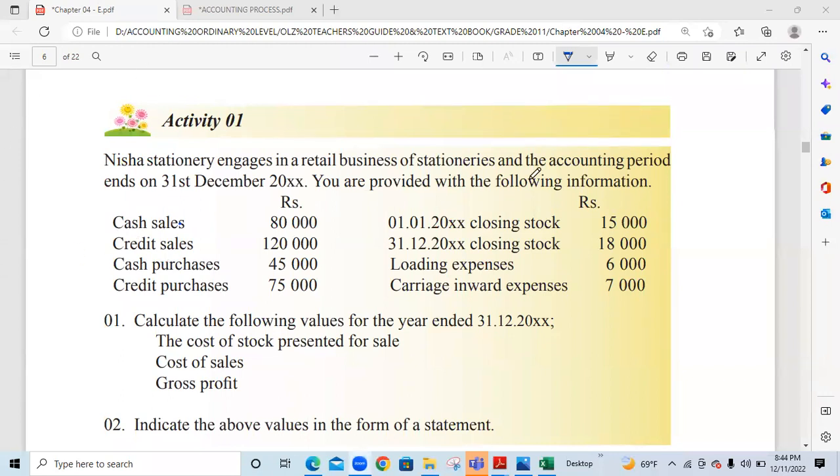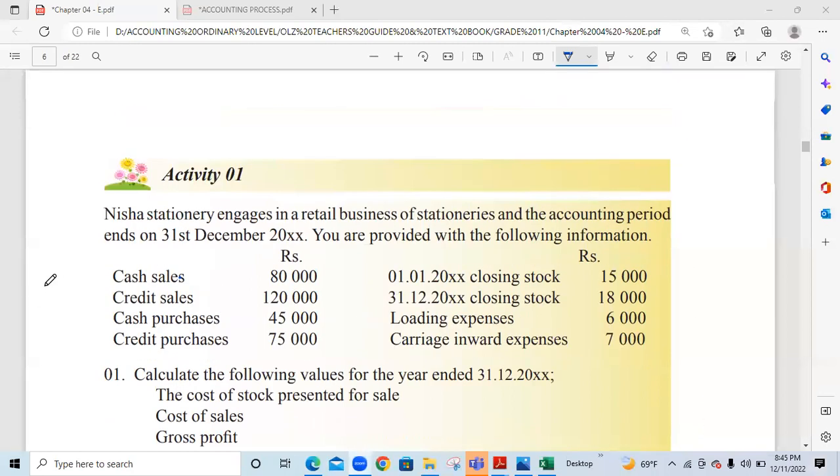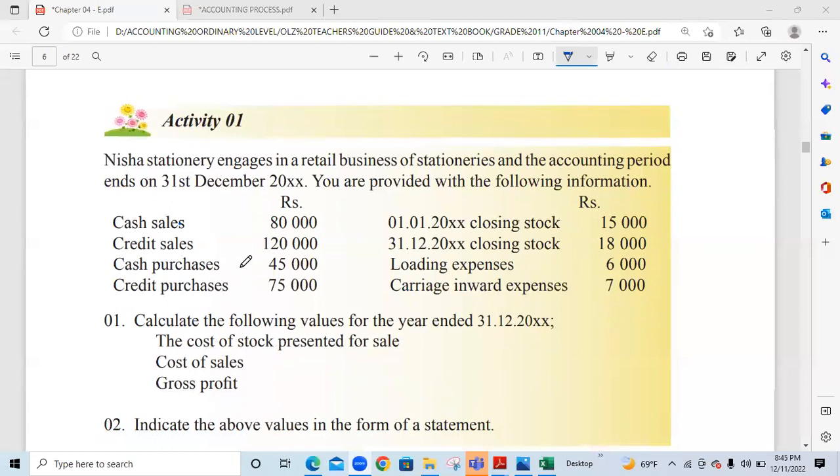How much is the gross profit? Wait, I'll see. Most of y'all are sending 70,000. I think 70,000 is the answer. Good job, guys. Okay, so guys, tell me what's the total sales income? What's the total sales? 200,000. Total sales is 200,000.